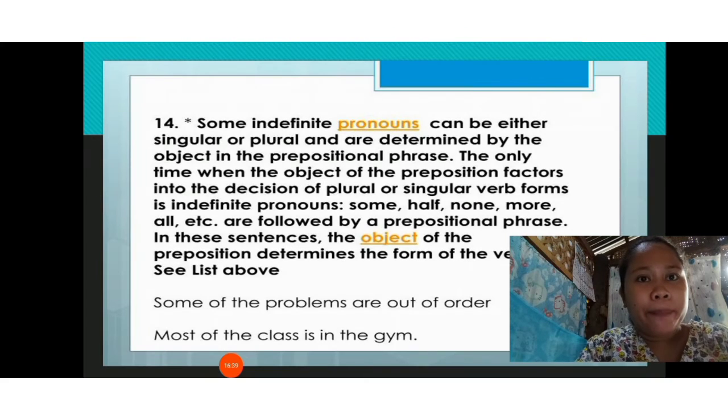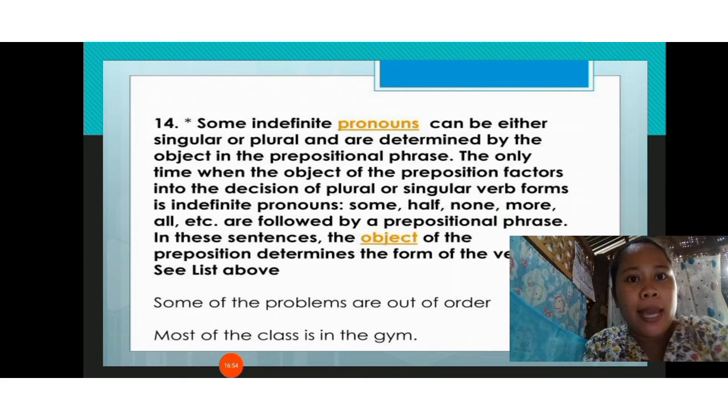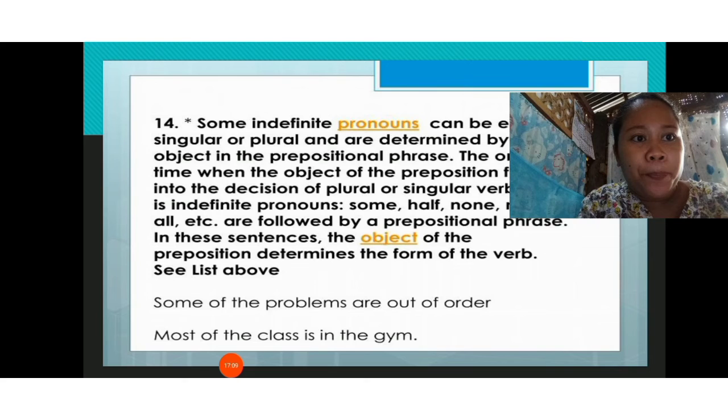Number 14. Some indefinite pronouns can be either singular or plural and are determined by the object in the prepositional phrase. The only time when the object of the preposition factors into the decision of plural or singular verb forms is with indefinite pronouns. Some, half, none, more, all, etc. are followed by a prepositional phrase. In these sentences, the object of the preposition determines the form of the verb.